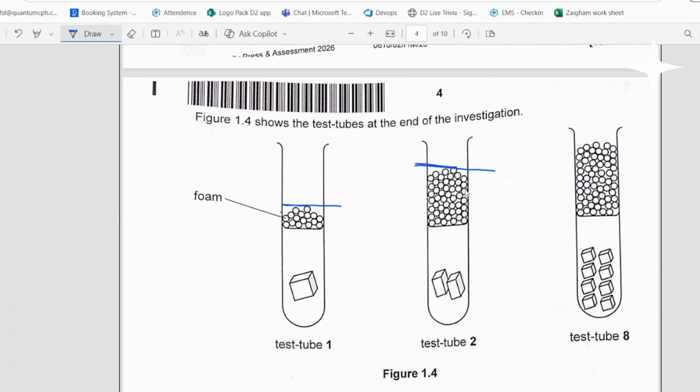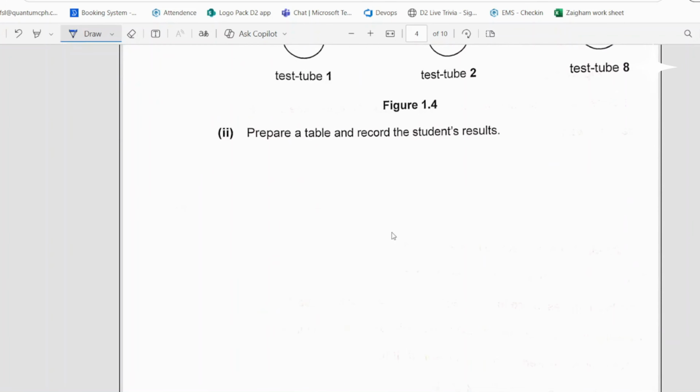Whatever your height is, you have to give the readings over here.